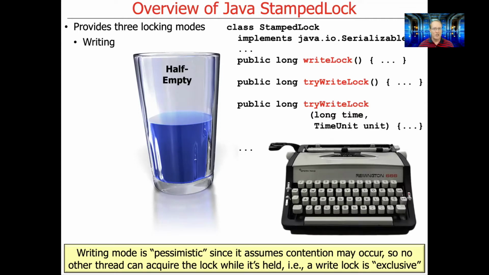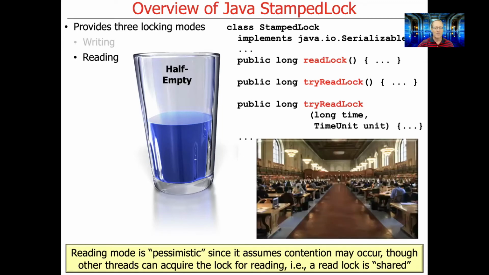As you can see, there's a number of methods that a StampedLock provides to support writing mode: writeLock, tryWriteLock, and then tryWriteLock that's timed. And as we'll see, writing mode is pessimistic. What that means, again, is it assumes contention will occur so that no other thread can acquire the lock while it's held for writing. So a write lock is exclusive.